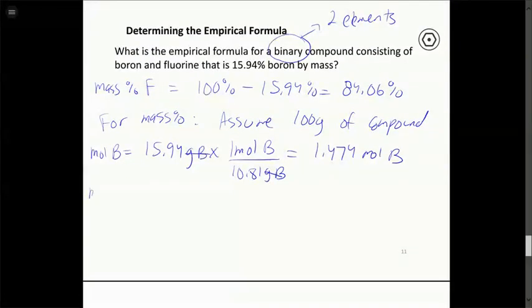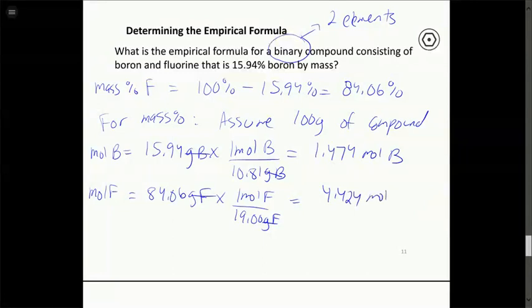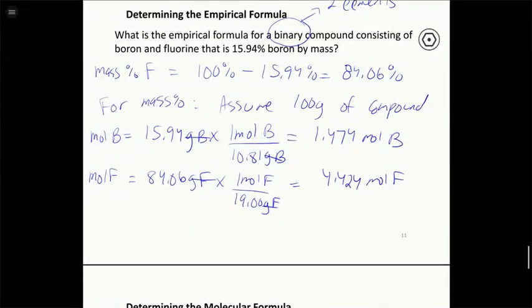For fluorine, we have 84.06%, so that converts into 84.06 grams if we're assuming 100 grams of compound. And the atomic mass of fluorine is 19. And so that gives us 4.424 moles of fluorine. All right, so those are the molar amounts of each element in this binary compound, and then the ratio of those two, the lowest ratio is going to be the empirical formula.